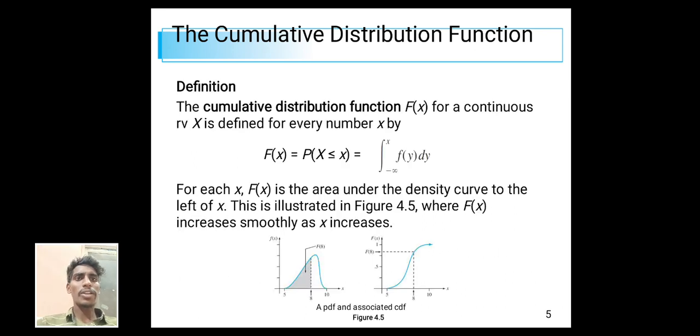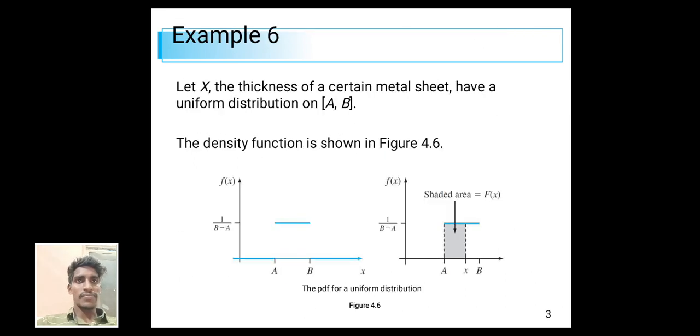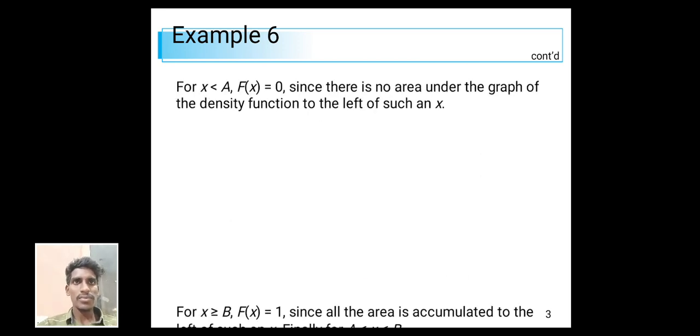Coming to an example, let X, the thickness of a certain metal sheet, have a uniform distribution on [A, B]. The density function is shown in the figure. You can observe the probability density function for the given uniform distribution, where the shaded area is F(x), and the unshaded area is before and after the graph.